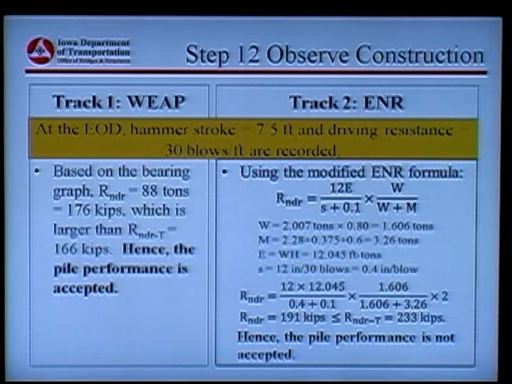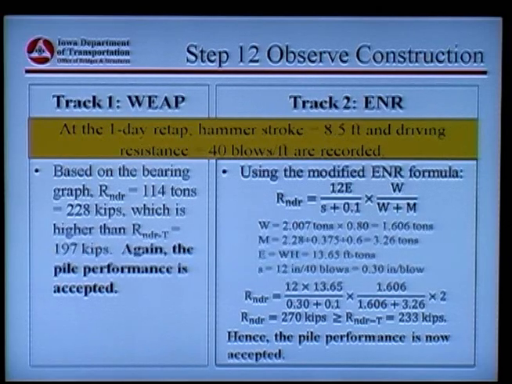So if you retap it the next day, let's say a hammer stroke of 8.5 feet and a driving resistance of 40 blows per foot are recorded. For academic comparison, I still include that, although you do not need to calculate that. Based on this information, the driving resistance from the bearing graph is 114 tons. Of course, it's greater than the required 197 kips. Pile performance is accepted.